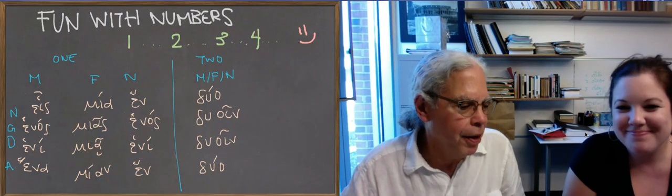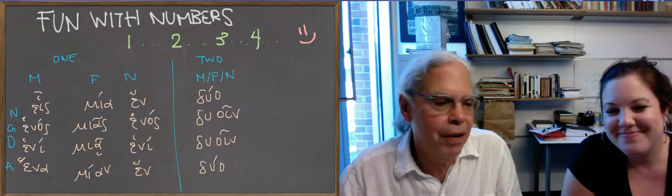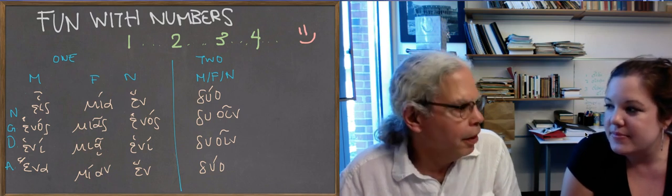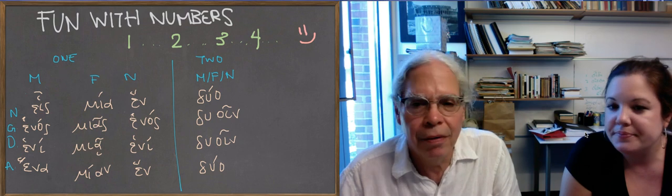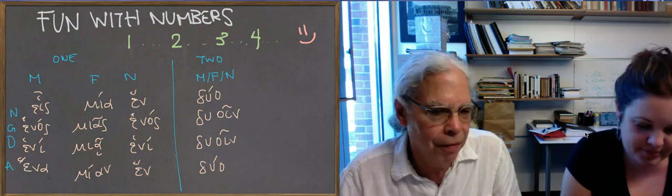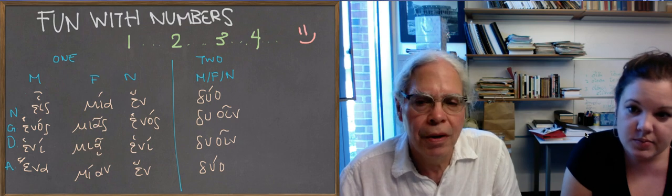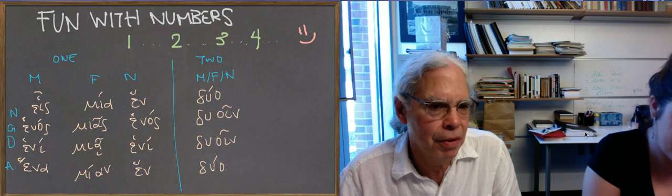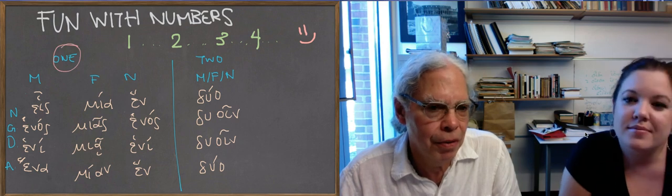Okay, we're going to do the numbers. You've already had the numbers 5, 6, 7, 8, 9, and 10, which are indeclinable adjectives. Right. Okay, there's no inflectional endings on them. But the numbers 1 to 4 have some inflectional endings. Only one of them, the word for one, has 3 genders. The others have either 1 gender or 2.